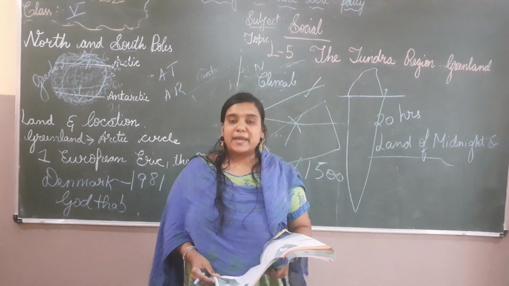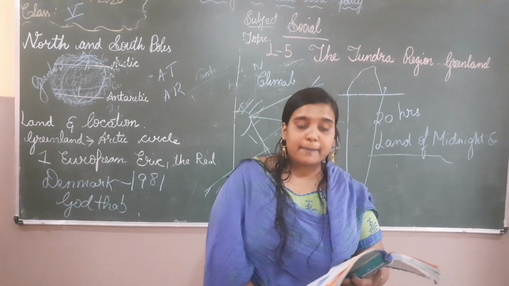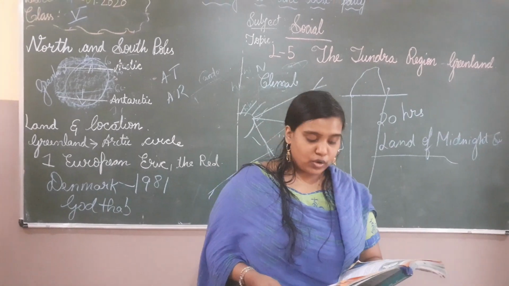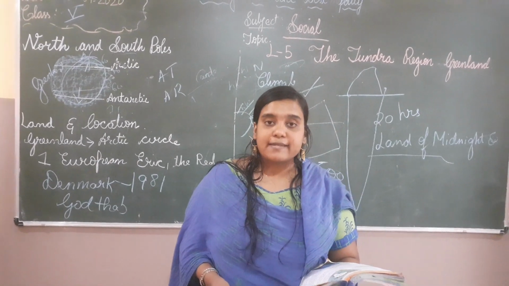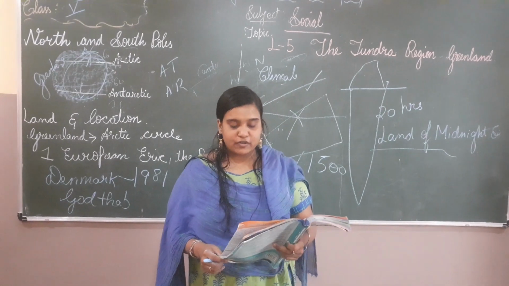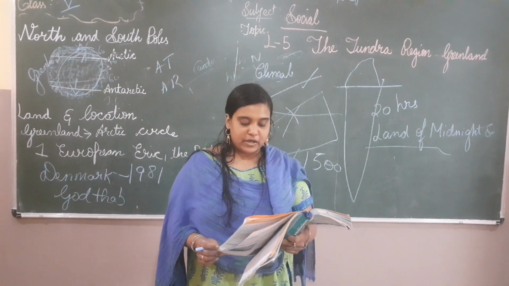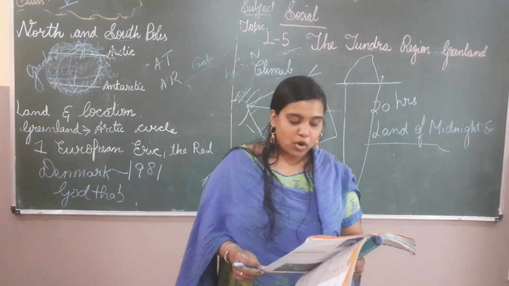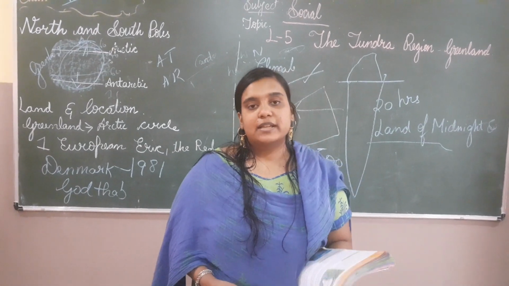Wildlife: there are many cold animals like polar bear, Arctic fox, snow hare, musk ox, wolf, huskies. These are all the animals which are there in Greenland, that is, the frigid zones, the Tundra region. And water animals are seals, walrus and whales, which are found near the water.